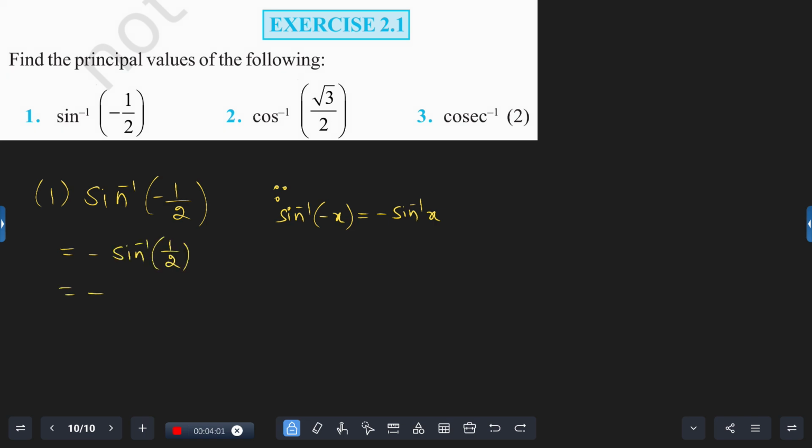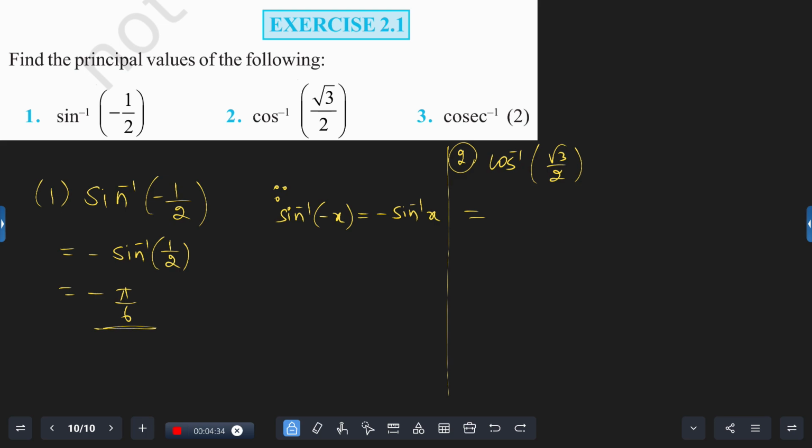Do you remember for what angle? For what angle in sine will you get 1 by 2? 30 degrees. 30 degrees in radians, what will you say? Pi by 6. That's it. Over. Like that, the second one. They have given cos inverse root 3 divided by 2. Here there is no minus, we can directly write the answer. For what angle will you get root 3 by 2?